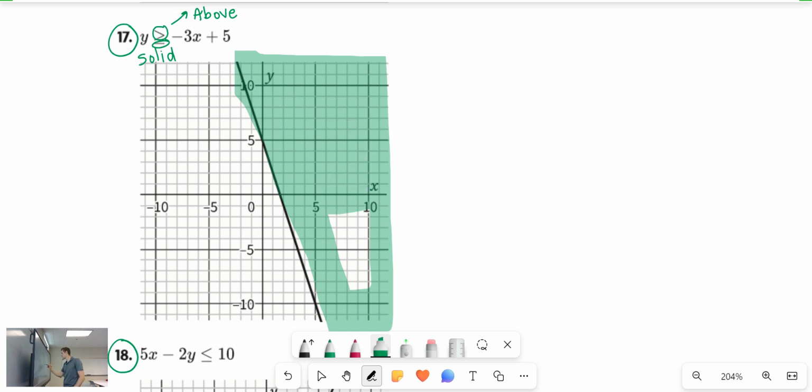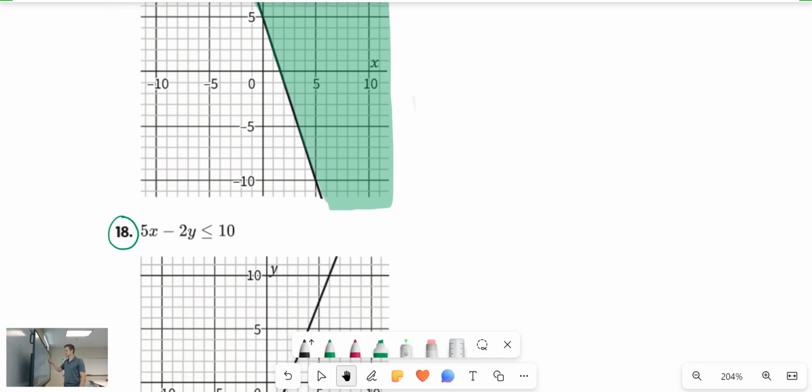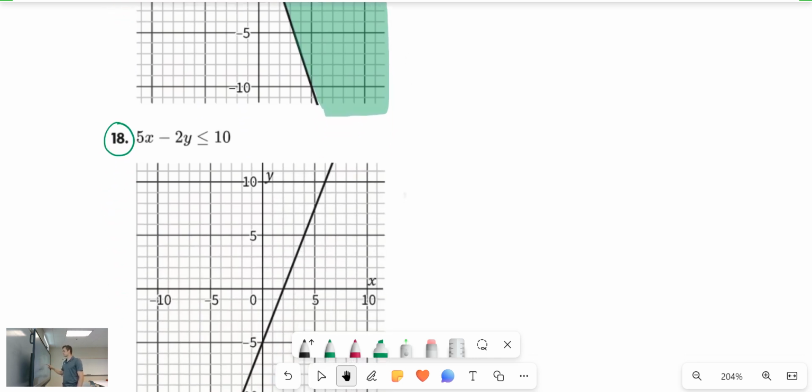All right. And we've got it filled in pretty well here. Excellent. All right, so that is our shaded region. We should have the sort of top right portion.